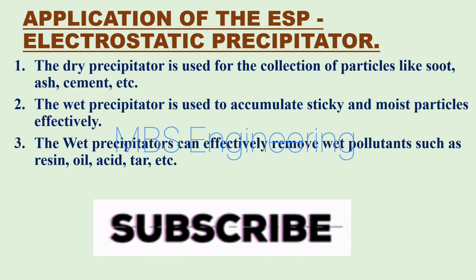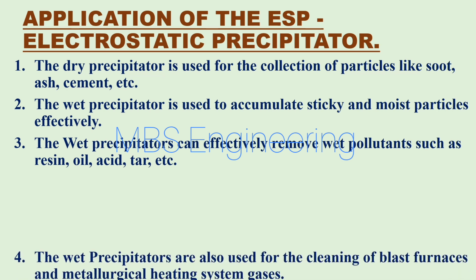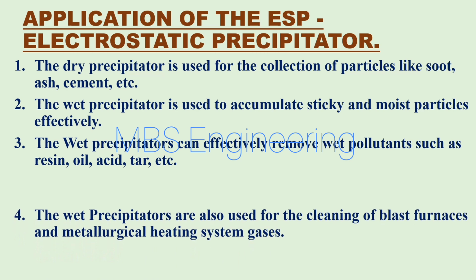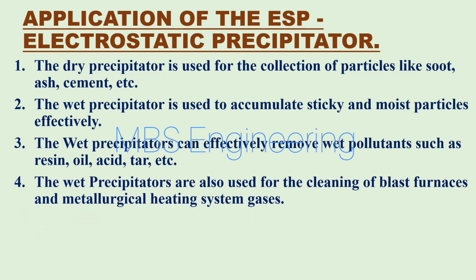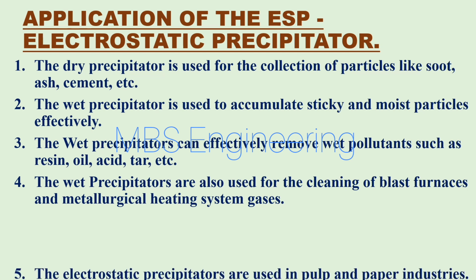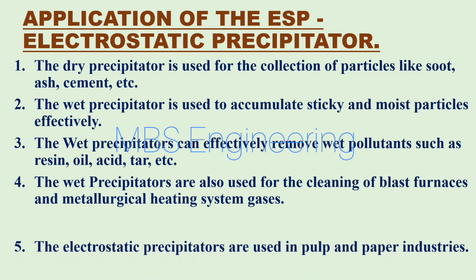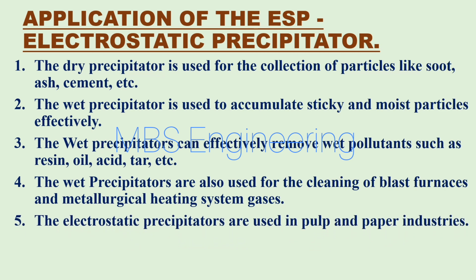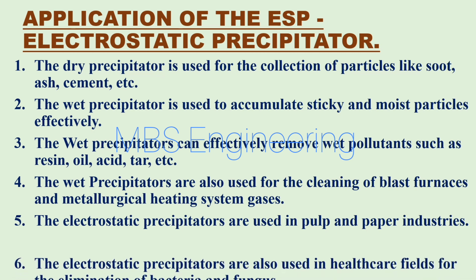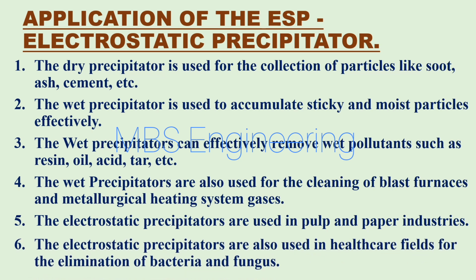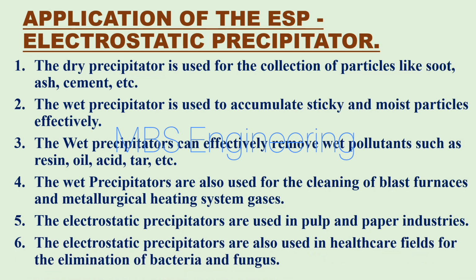Next, the third application is that wet precipitators can effectively remove wet pollutants such as resin, oil, acid, tar, extrusions. Next, the fourth application is that the wet precipitators are also used for the cleaning of blast furnaces and metallurgical heating system gases. Next, the fifth application is that the electrostatic precipitators are used in pulp and paper industries. Next, the sixth application is that electrostatic precipitators are also used in healthcare fields for the elimination of bacteria and fungus.